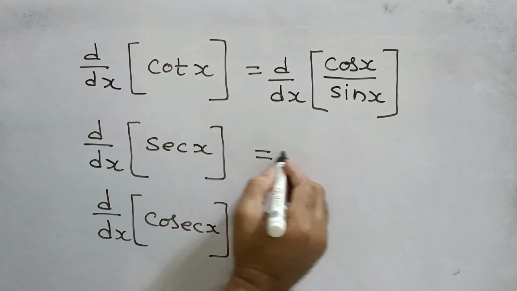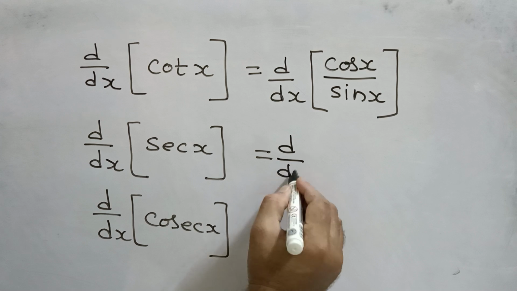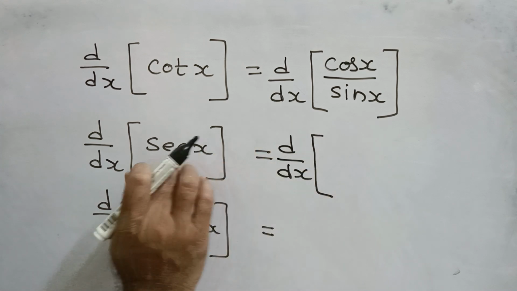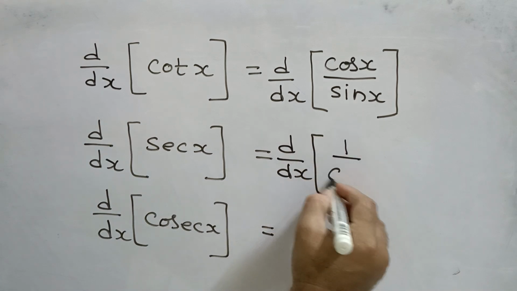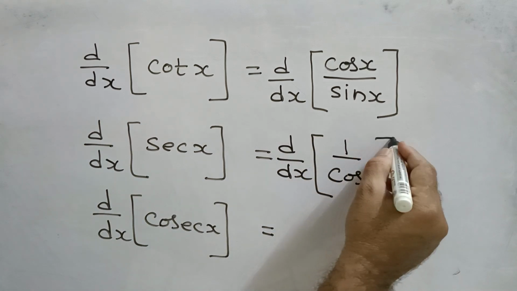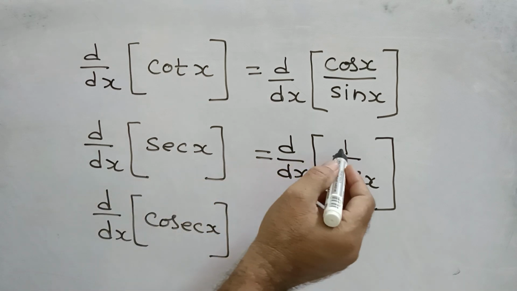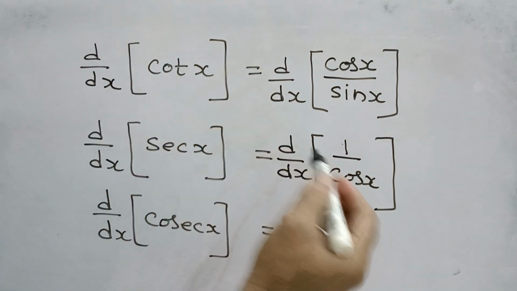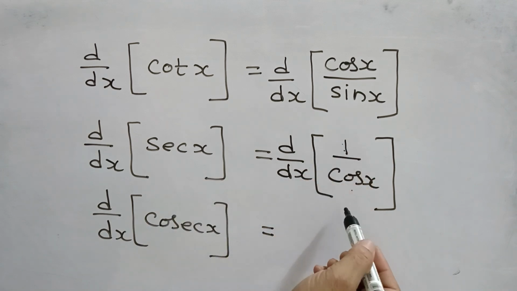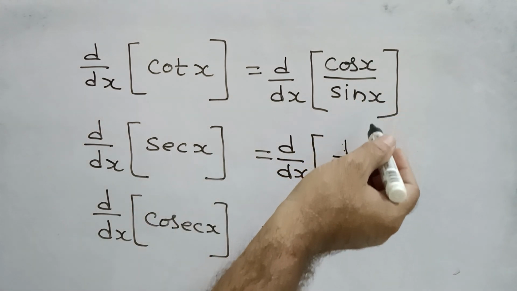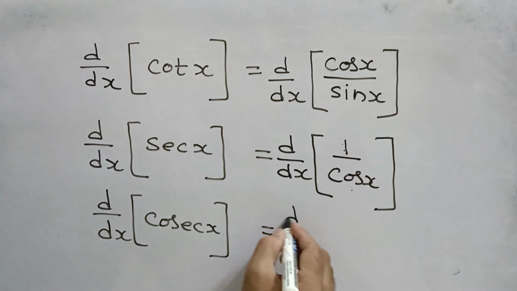Coming to secant x, d by dx of secant x. What is the definition of secant? Secant is nothing but 1 by cos. So here take 1 as u and cos x as v. Again, it is u by v form. Therefore, you already know the formula. Substitute in that and you will get the answer.